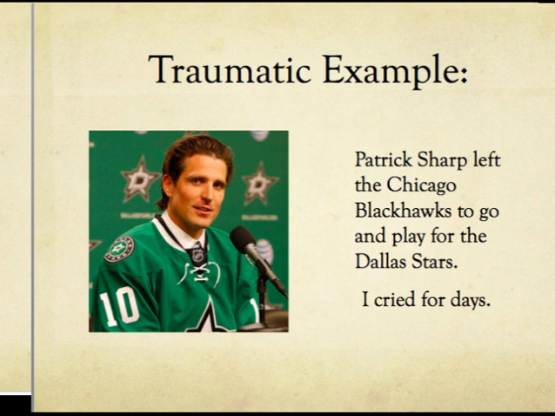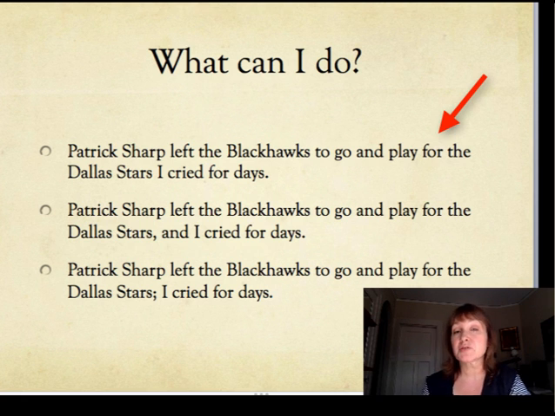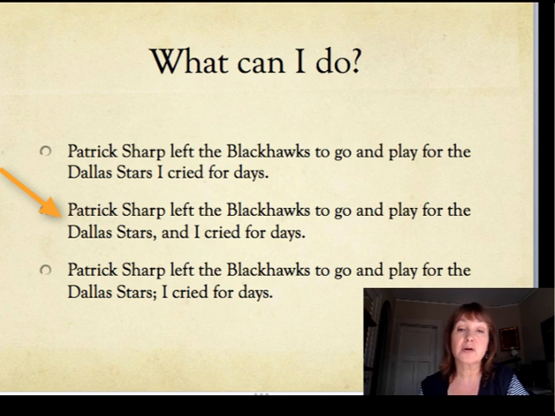How can I show that? Well, let's look at the first example. Patrick Sharp left the Blackhawks to go and play for the Dallas Stars. I cried for days. It has a certain rhythm to it, but it's probably not conveying just the idea that we want, and it's not grammatically correct. The second one is grammatically correct. Patrick Sharp left the Blackhawks to go and play for the Dallas Stars, and I cried for days. The coordinating conjunction "and" combines those two sentences, but it doesn't quite give the emotion that I wanted to convey with this sentence. The "and" just kind of makes it seem like then there was this other thing I did.